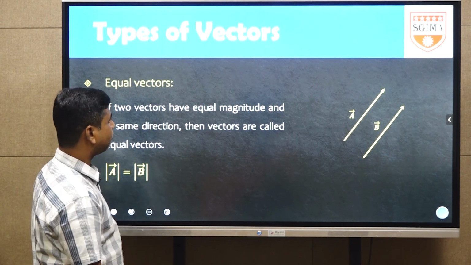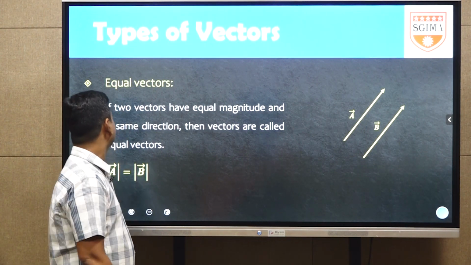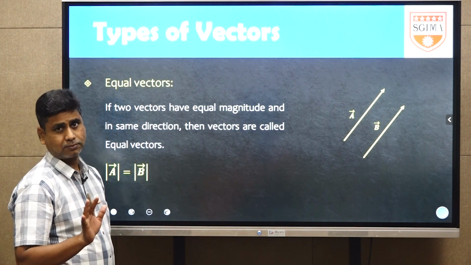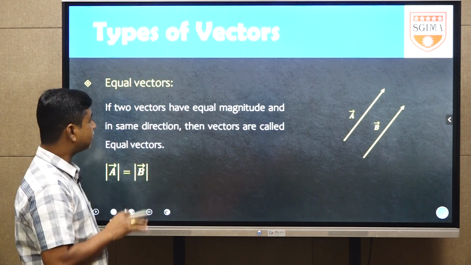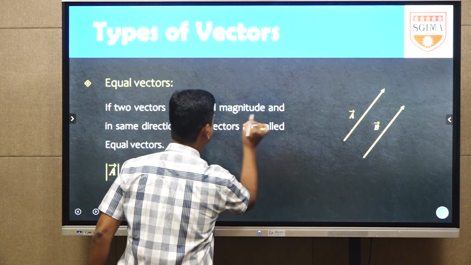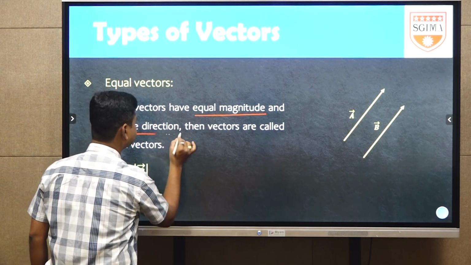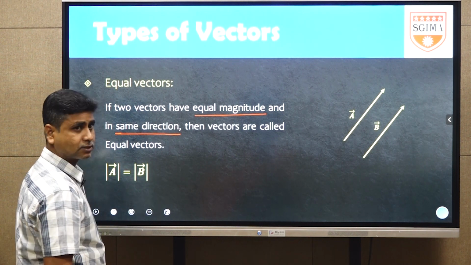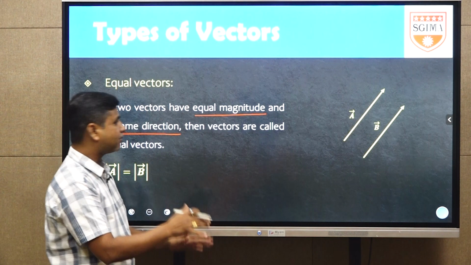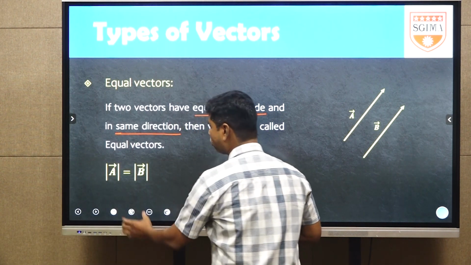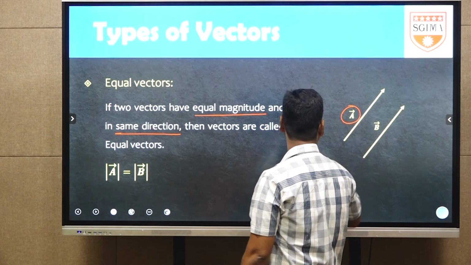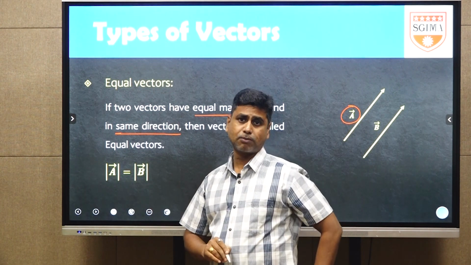The next one is equal vectors. Two vectors are equal if they have equal magnitude and the same direction. Equal magnitude is required and same direction is required; these are two points. Then the vectors are called equal vectors. It means both vectors have the same magnitude. Magnitude represents the modulus of a bar. A bar is the given vector, and its magnitude is modulus of a bar.